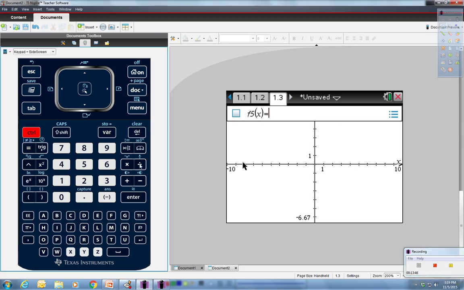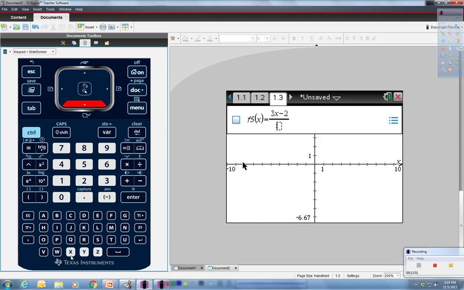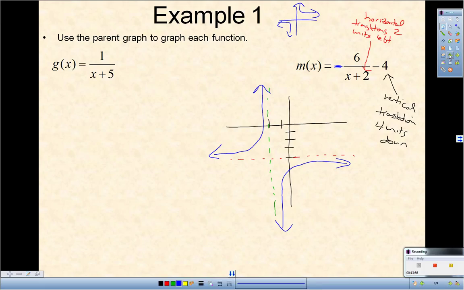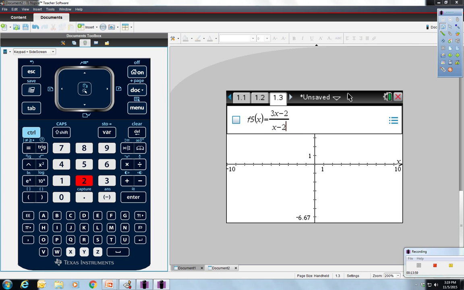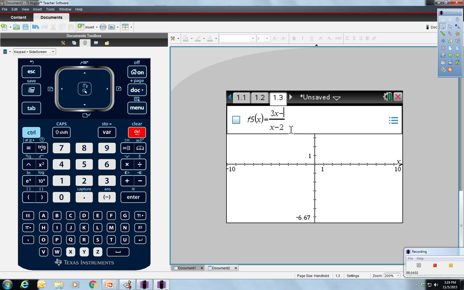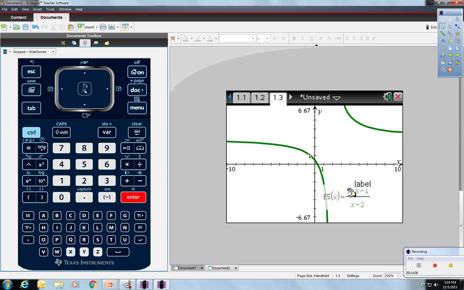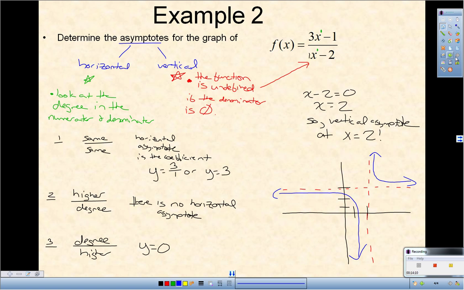Alright, so I'm going to plug it in. I'm going to hit Control, Divide, and I'm going to do 3x minus 2, and in the bottom, x minus 2. Actually, I think that was 3x minus 1. I'm sorry, 3x minus 1, not 3x minus 2. Okay, and then hit Enter. And then, sure enough, I think that is what I drew right here.